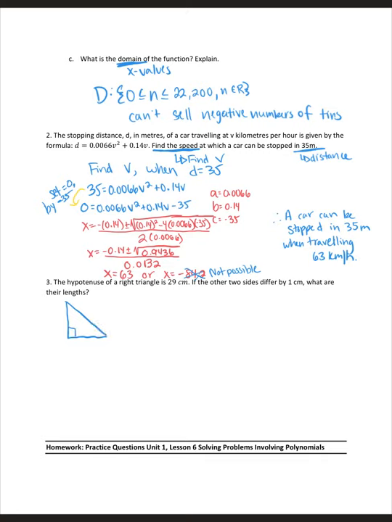It says the hypotenuse is 29 centimeters. So remember, the hypotenuse is always the side across from the right angle. It says if the other two sides differ by 1 centimeter, what are their lengths? So we need to establish what that really means. We're going to give a variable to this. Let's let one side be x. So let's let x be the base of the triangle.